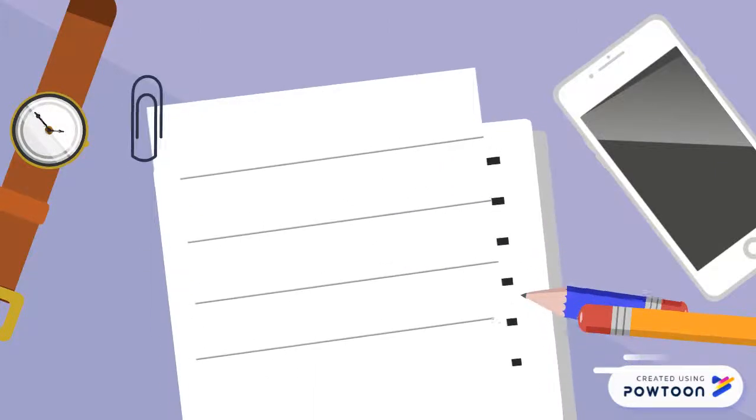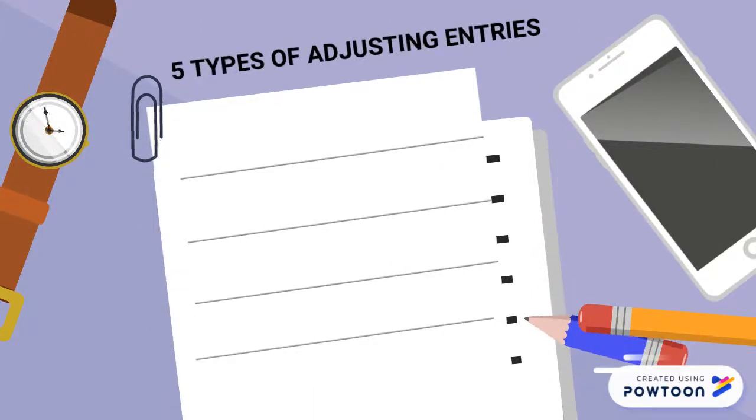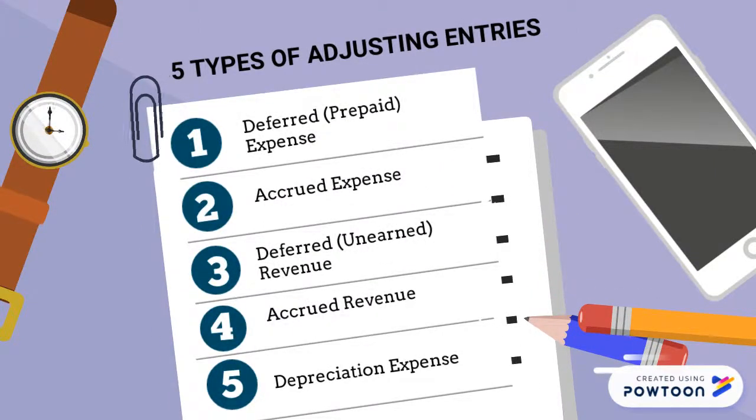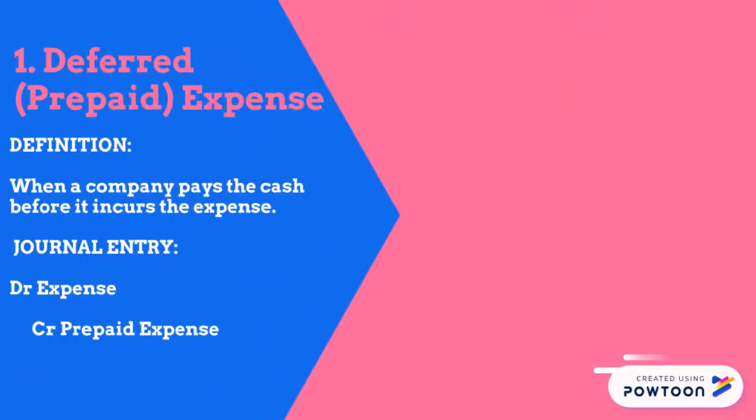You need to know that there are 5 types of adjusting entries: a deferred expense, an accrued expense, a deferred revenue, an accrued revenue, and a depreciation expense. A deferred expense is when a company pays the cash before it incurs the expense.